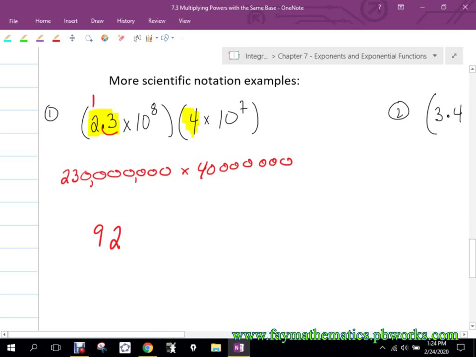And when I did 23 times 4, I had to move my decimal spot 1 to the right, correct? Well, let's move it 1 back to the left. Let's get it back to 2.3 times 4. So 9.2 is 2.3 times 4. Okay? Now it's going to be times 10 to the what?